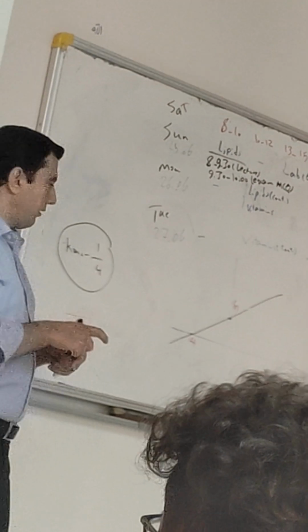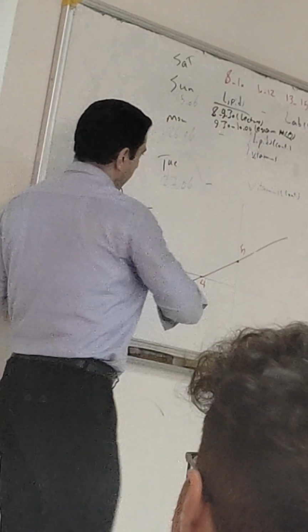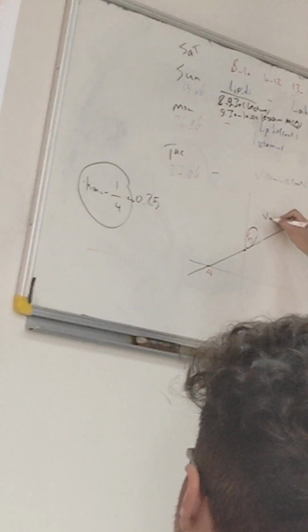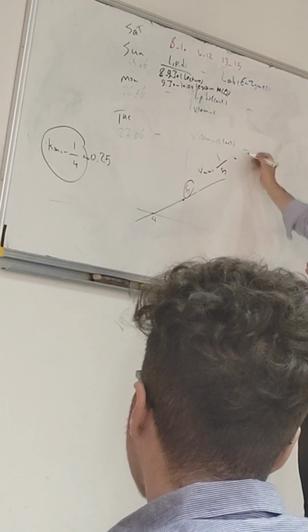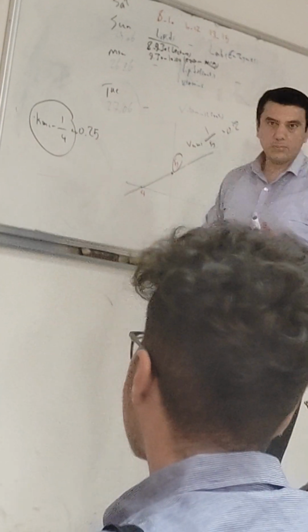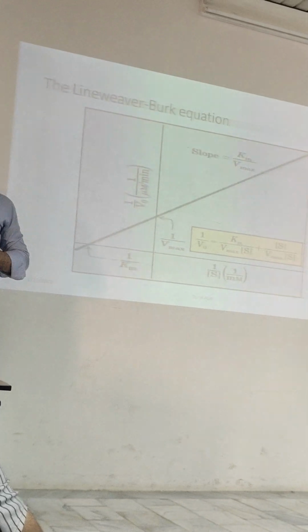Okay? And this will be minus 25. What about Vmax? Vmax will be 1/5, and it will be 0.2. Do you understand? So this is the point about this. And the slope will be Km per Vmax.